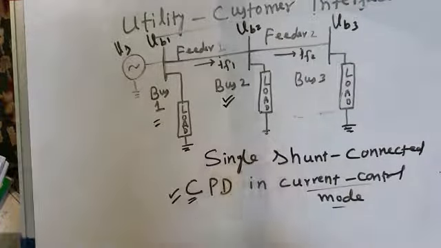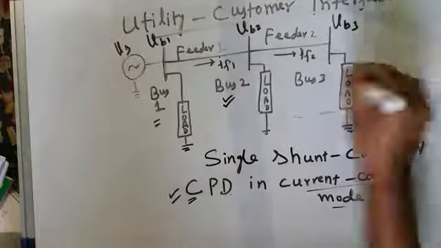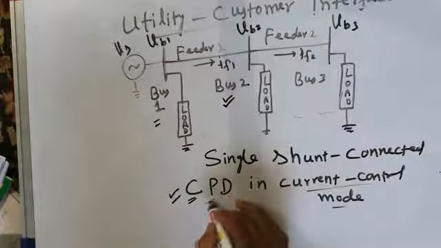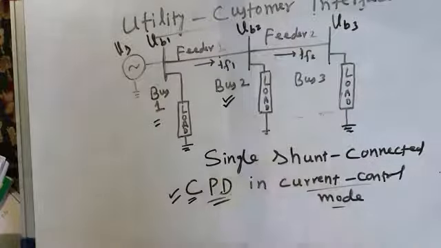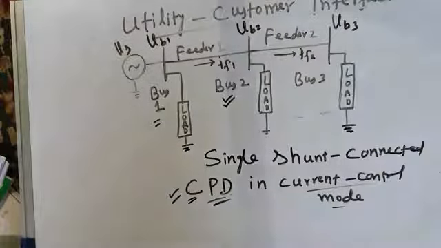Simultaneously, this custom power device will also take care of harmonics. Whatever harmonics are demanded by the load, those harmonics are not drawn from the source. Those harmonics are compensated by this custom power device itself, so that these currents are purely sinusoidal. Feeder currents IF1 and IF2 do not contain any harmonics. They are harmonic free currents. And what is the third problem? The third problem is that the loads at bus number 3 are operating at very poor power factor.